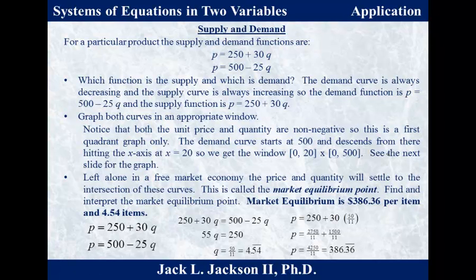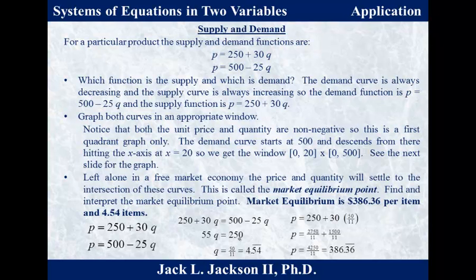So let's solve this. I'm going to solve it by hand. It's set up to do substitution very nicely, so substitute this bottom one in the left side of the right one, or vice versa. So we get 250 plus 30Q equals 500 minus 25Q. I'm going to add 25Q to both sides. That gives us 55Q on the left. Subtract 250 from both sides. That gives us 250 on the right. And divide by 55. That's 250 over 55, which reduces to 50 over 11, or 4.54 with the 54 repeating.